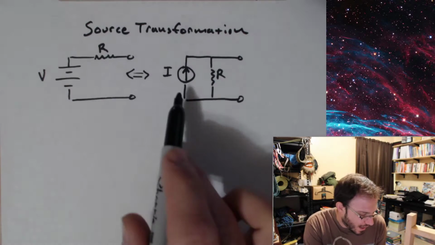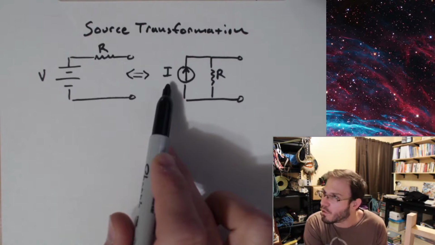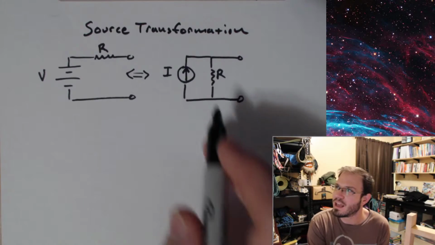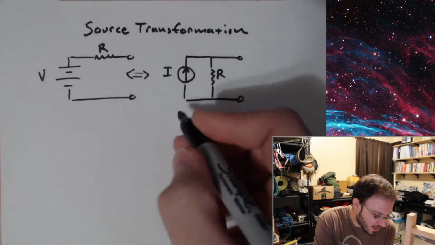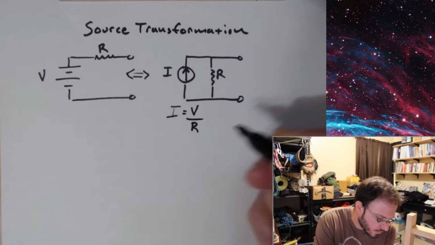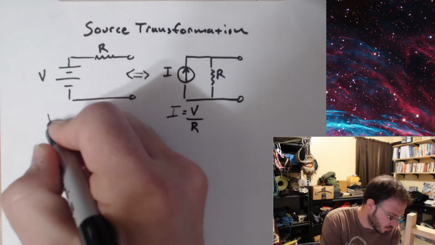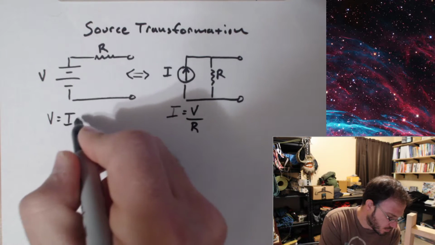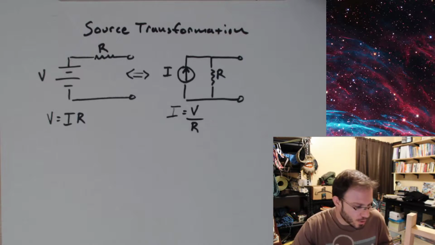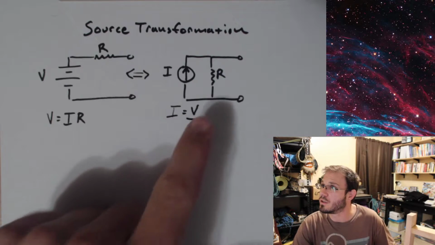In fact, if you want to convert this, all we have to do is apply Ohm's law to the voltage source over here with its given resistor. So the I over here is equal to V over R. And similarly, the V over here is equal to IR. So let's go ahead and do a source transformation and convert some voltage source with a series resistor into this guy.